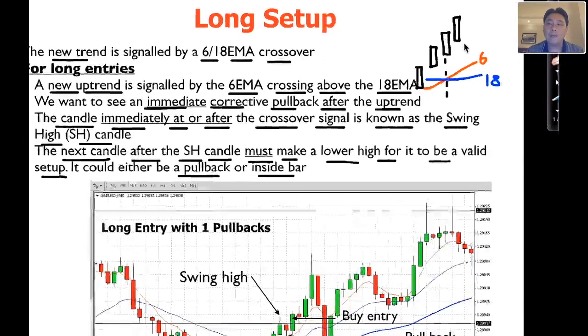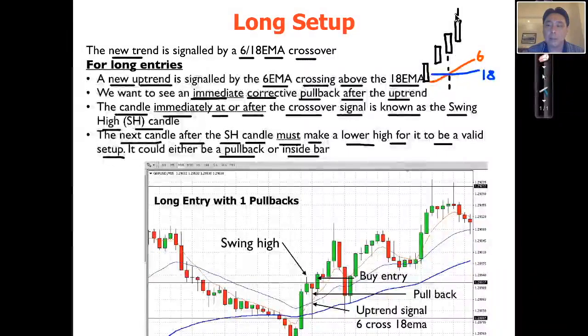In other words, after this swing high candle appears, let's mark this as a swing high candle. After this swing high candle appears, the next candle must be a pullback candle, or it must be an inside bar candle. If it is not, we do not take the trade anymore.